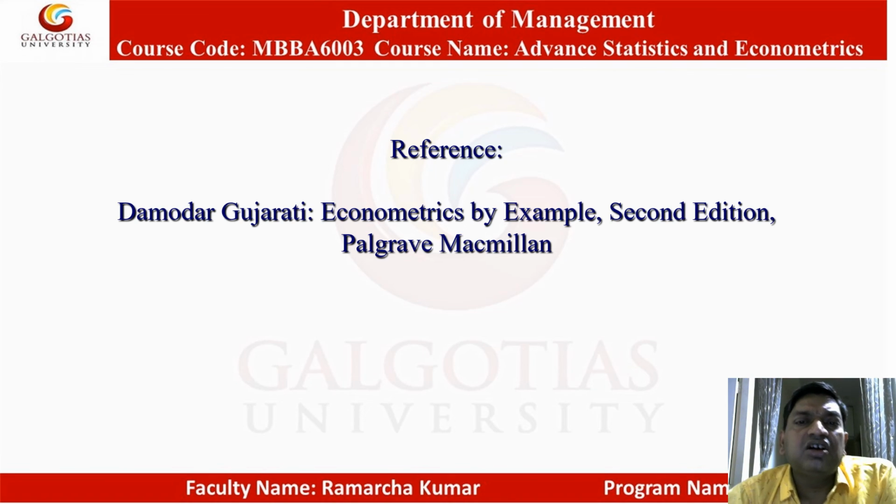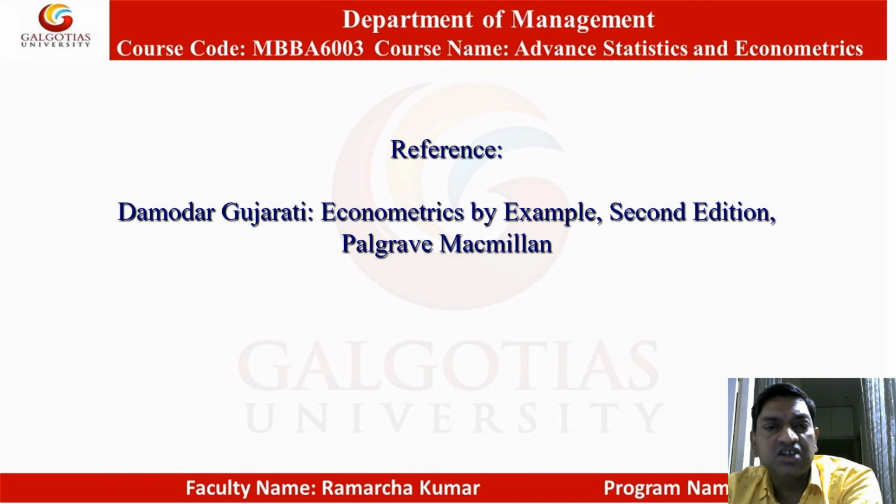And the reference for all this is a book called Econometrics by Example, second edition. The publisher is Palgrave Macmillan, and the author of the book is Damodar Gujarati.